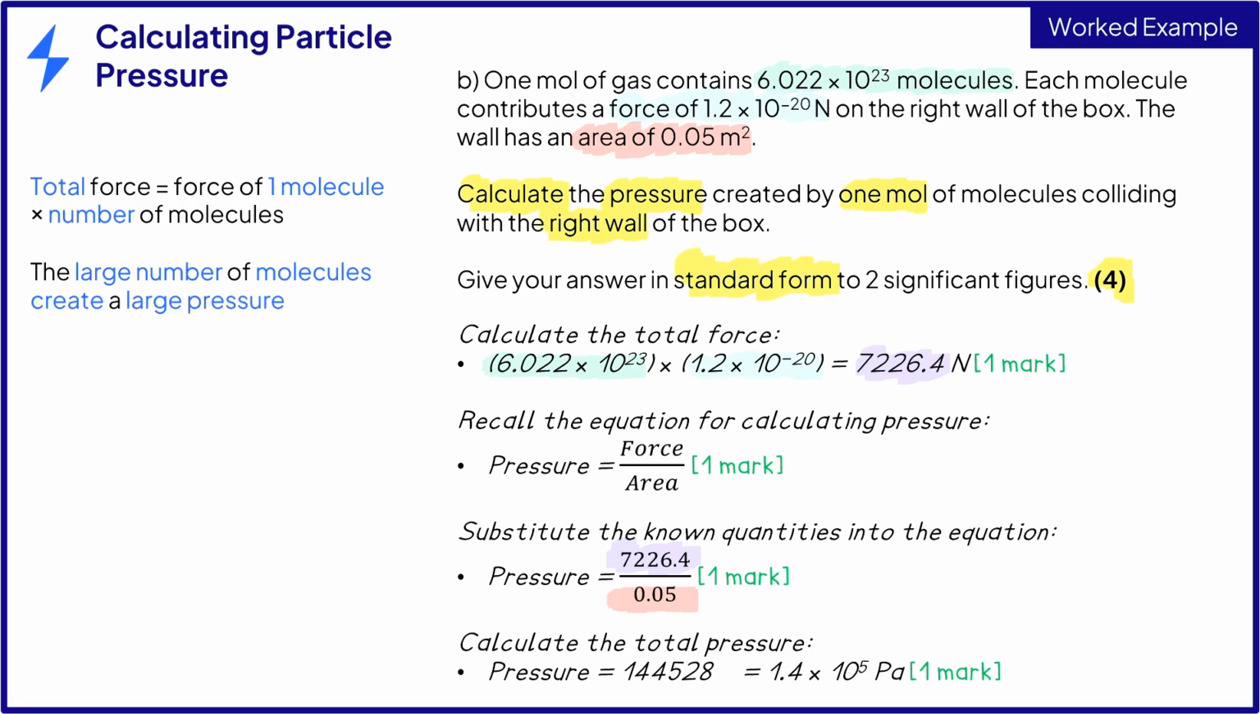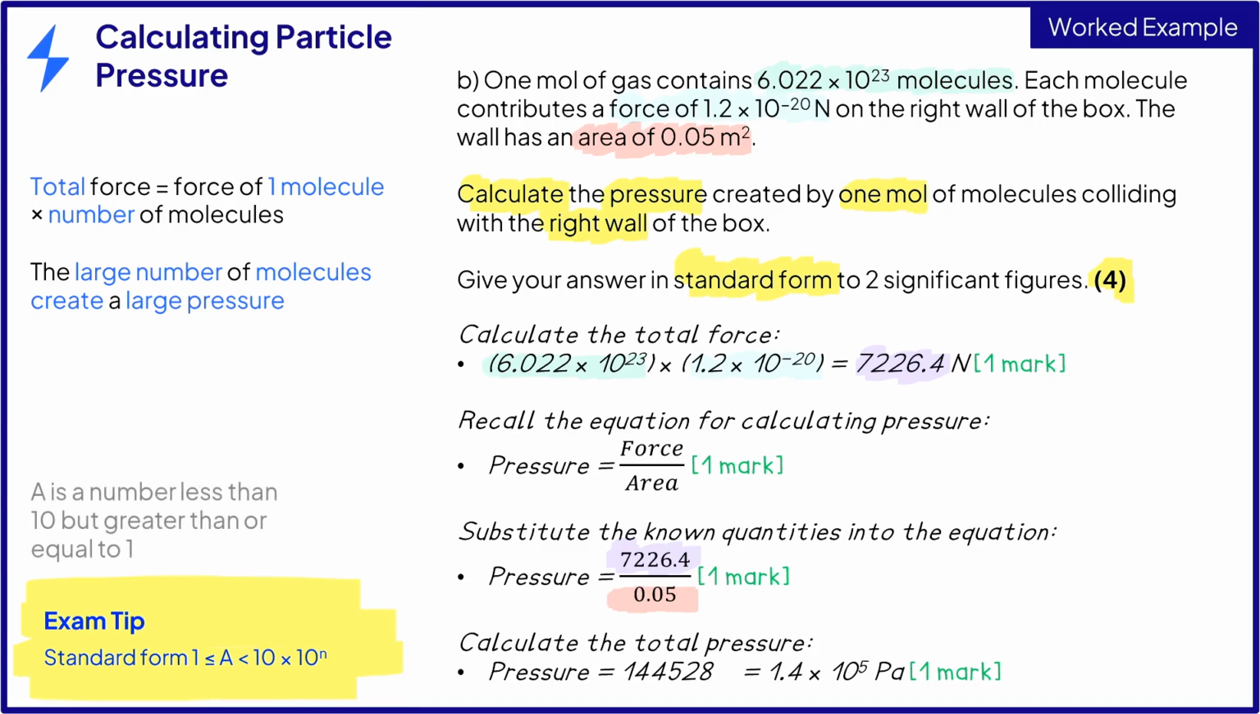Take a moment to consider whether your answer makes sense. The large number of molecules create a large pressure. You should know from your maths course that numbers in standard form are written with a value greater than or equal to 1, but less than 10, times 10 to the power of an integer. If the integer is positive, the number is big. If it is negative, the number is small.